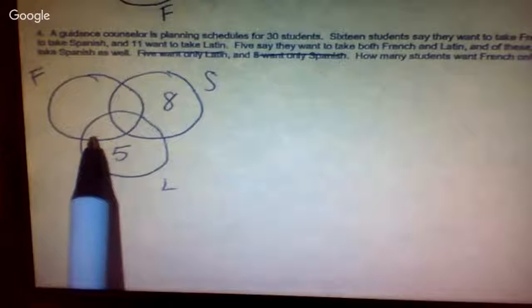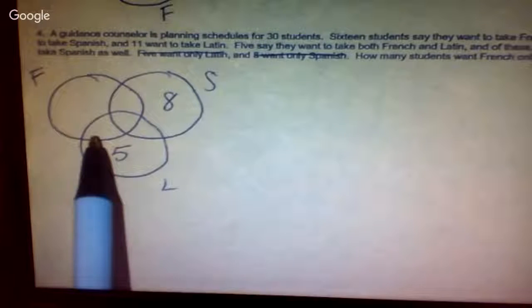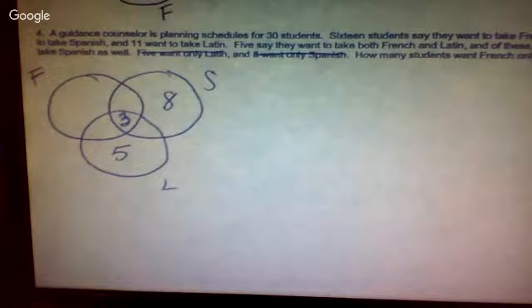Okay, hold up. It says 5 say they want to take both French and Latin. So technically we should have put a 5 right here, but don't do that yet. It says of these, 3 wanted to take Spanish as well. So 5 want to take French and Latin, and of those 5, 3 of them also want Spanish. So 3 goes in the middle. They want French, Latin, and Spanish. Okay. 5 want French and Latin, but 3 of them wanted Spanish. So what technically goes?